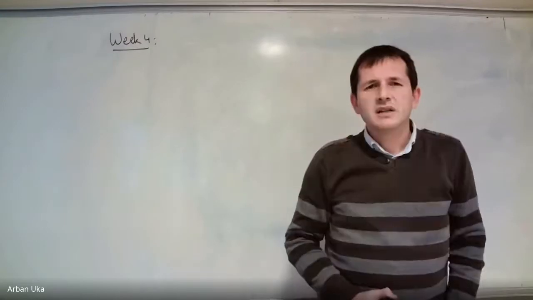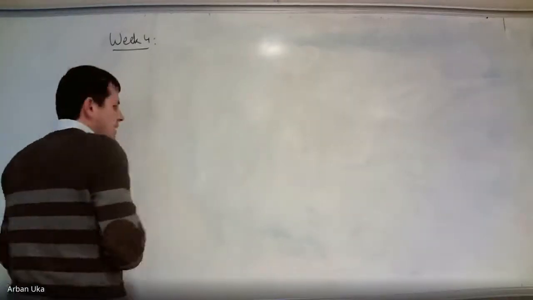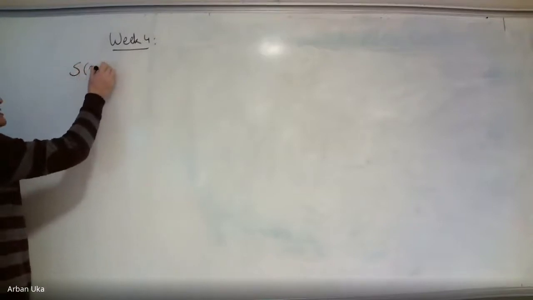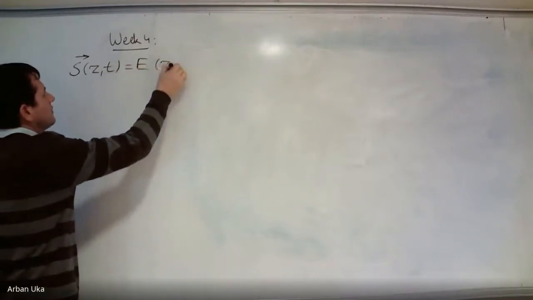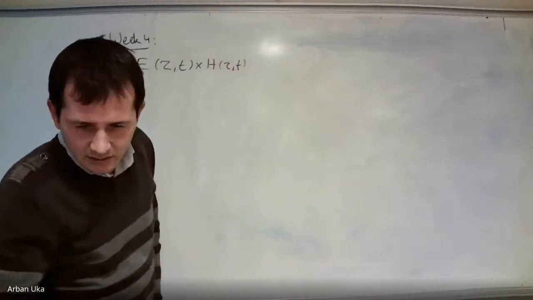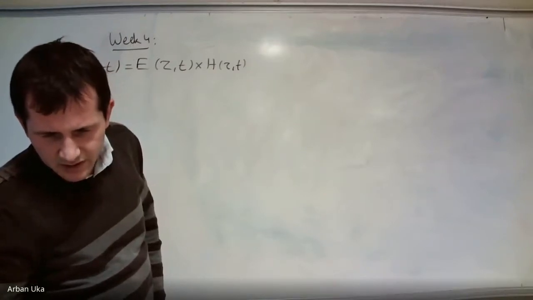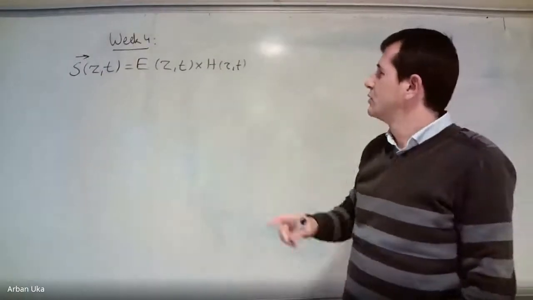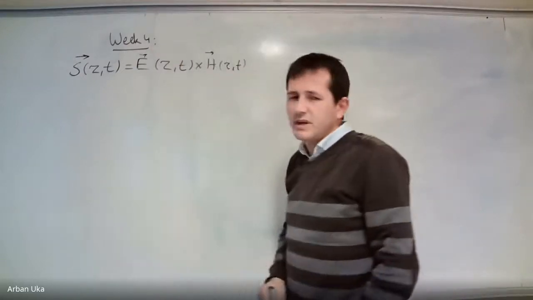So if you remember, the last time we were talking about the pointing vector. The pointing vector is a quantity which we denoted as S, which is a function of z and t. This was equal to E(z,t) cross H(z,t). But this quantity does not make much sense by itself. What is more essential for us is the time average of this quantity.